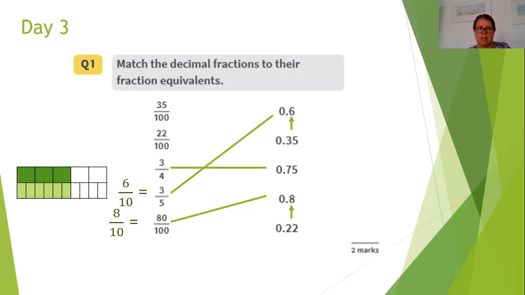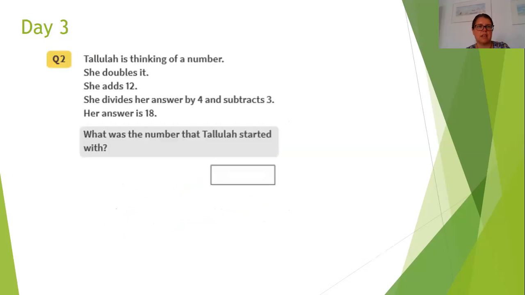I can see them down the right hand side. 35 hundredths matches with 0.35, and remember, we don't say 35 after the decimal point, because it's not really 35, it's 3 tenths and then 5 hundredths, so we say 0.35. And then the last one, I've got 22 hundredths, which is 2 tenths and 2 hundredths, which goes to 0.22 on that one. So looking at question 2 now.